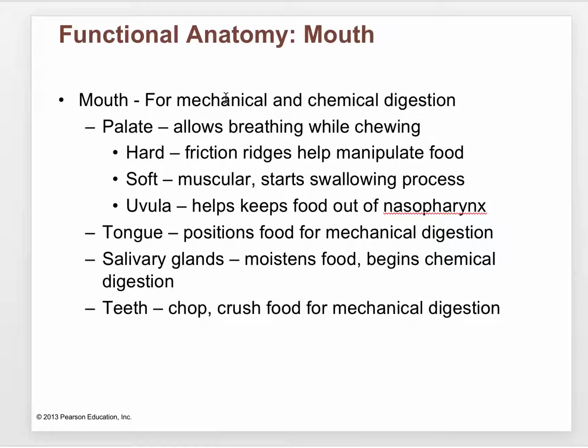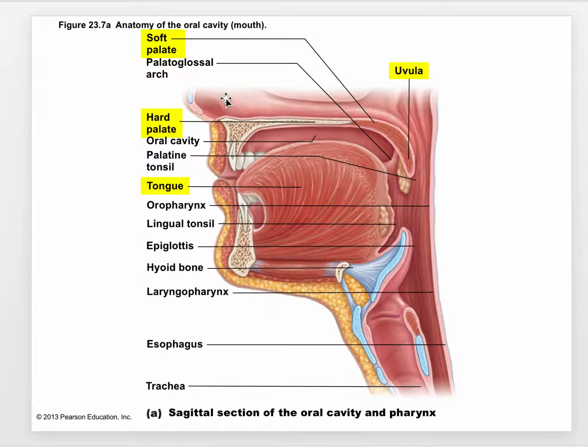The tongue positions food for mechanical digestion. There's salivary glands in the mouth that moisten food and begin the chemical digestion. So digestion of the food actually begins in the mouth with the salivary glands. And the teeth chop and crush food for mechanical digestion. This is the first step in breaking the food up into smaller particles. This diagram shows these structures. You have a soft palate in the back, in addition to the hard palate. You got the tongue. This is the tongue, the uvula hanging down the back of the throat.